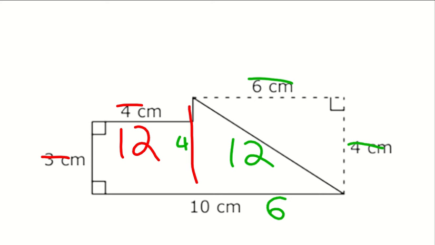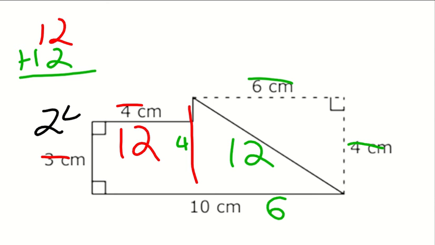Then our last step is we just take the two shapes, add them together, and that gives us our answer. Okay? Any questions? It's not so bad.